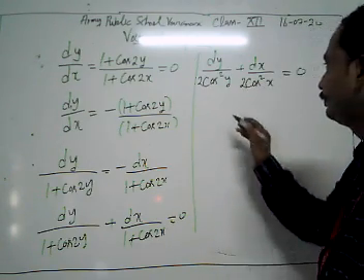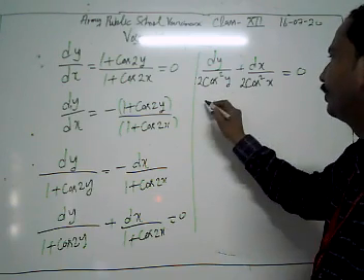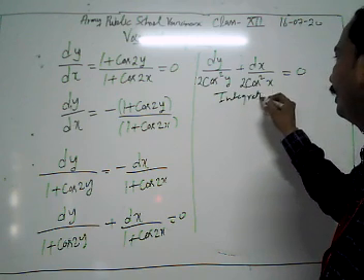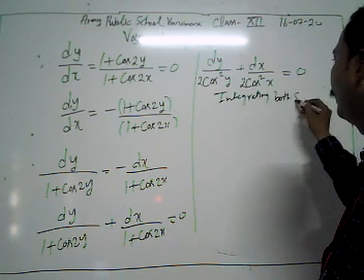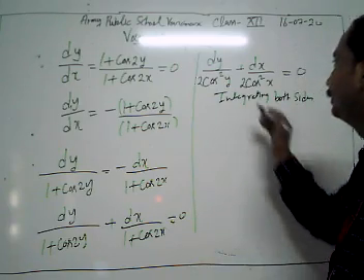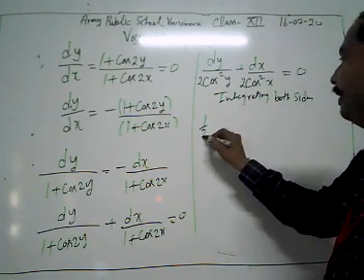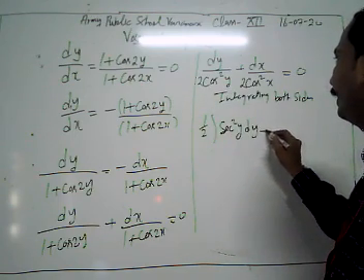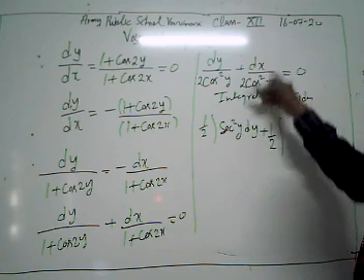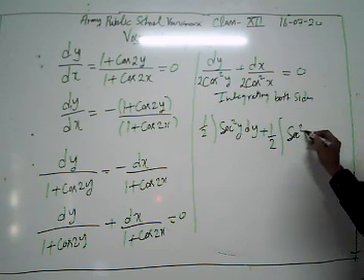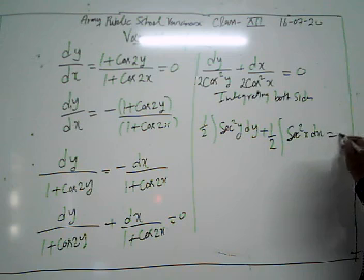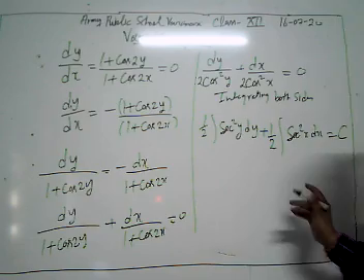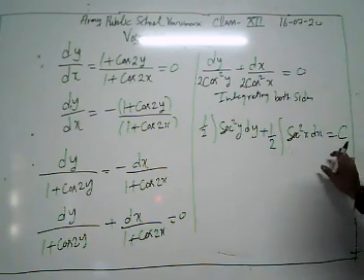Now what do we do? First we integrate both sides. Then what do we get? 1 by 2 integration of sec square y dy plus 1 by 2 integration of sec square x dx, equal to a constant c. When we integrate 0, we get the constant c here.